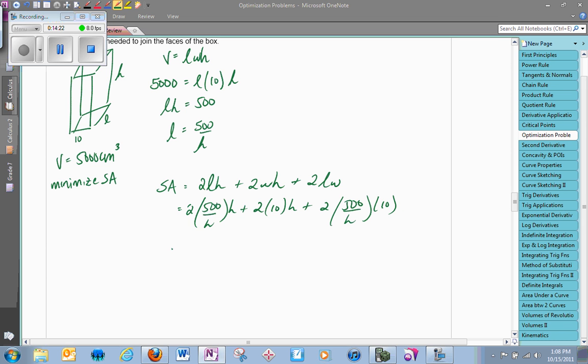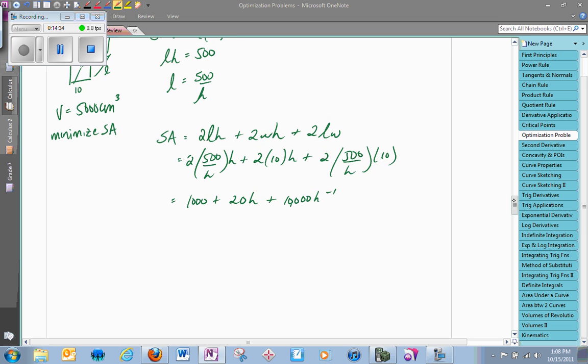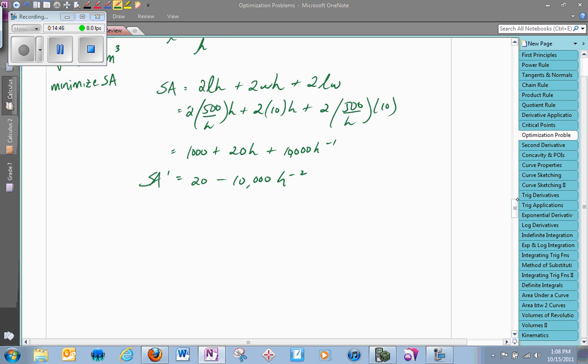I'm going to simplify. So I get 1,000 plus 20H plus 10,000 H to the minus 1. I'm going to write it like this so that I can take the derivative easily. So I'm going to take the derivative of this, and I get 20 minus 10,000 H to the negative 2. Rearrange so that it's in a form that you can work with and set it equal to 0. Isolate and solve for H.